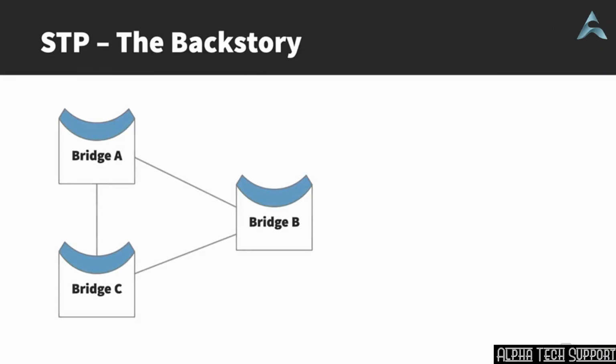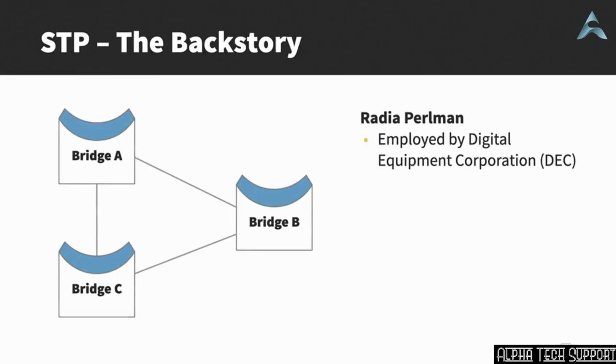Way back in the mid-1980s, Radia Perlman was working for DEC, Digital Equipment Corporation, and working for DEC, she developed something called STP, the Spanning Tree Protocol, which allows us to have redundant connections while still logically giving us a loop-free topology, and that's what we'll probably be using on our Ethernet switches today.